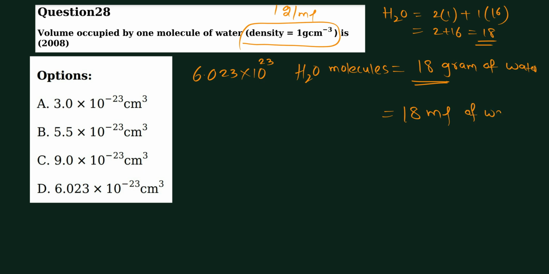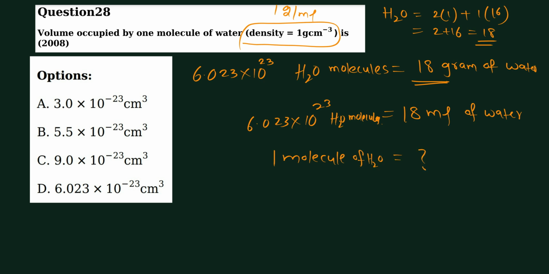So in 18 ml of water, how many water molecules do we have? 6.023 × 10^23 water molecules, right? We need to find the volume occupied by one molecule of water. So 6.023 × 10^23 water molecules occupy 18 ml of volume. These are the H2O molecules. We need to find how much volume one molecule of water occupies.